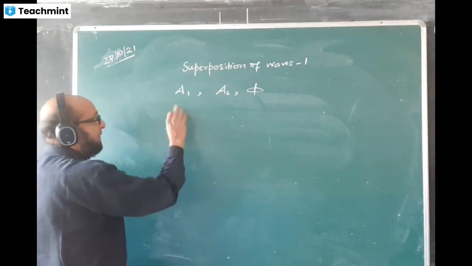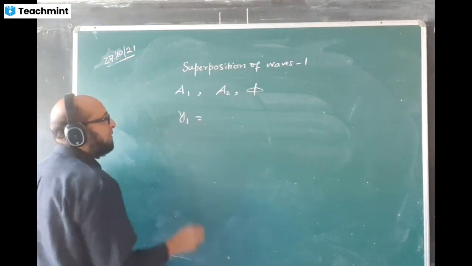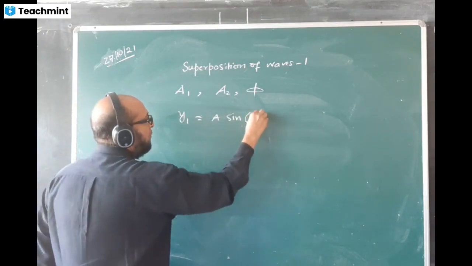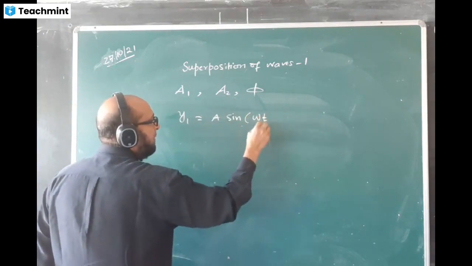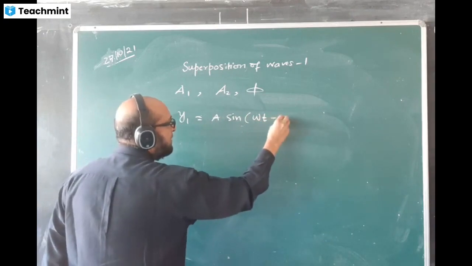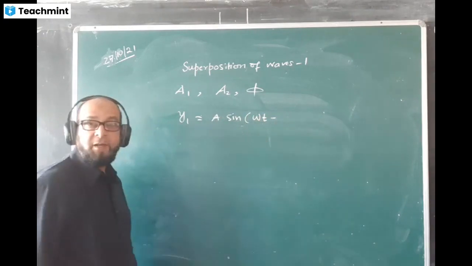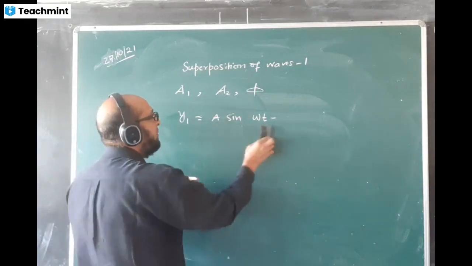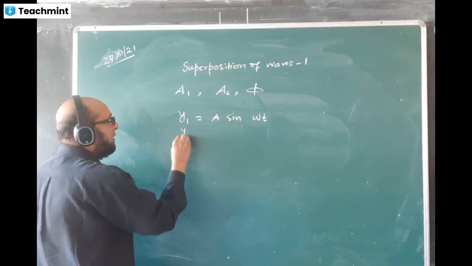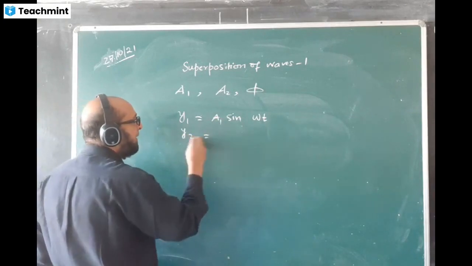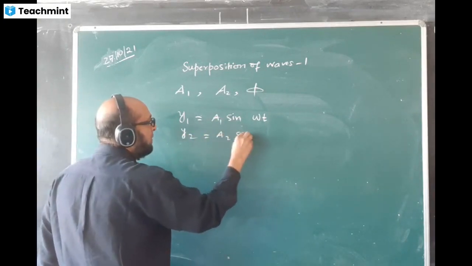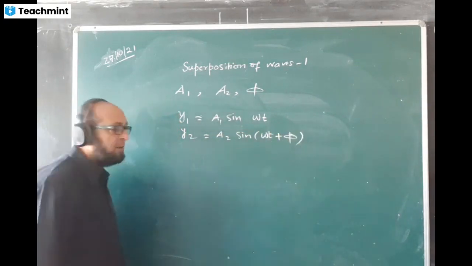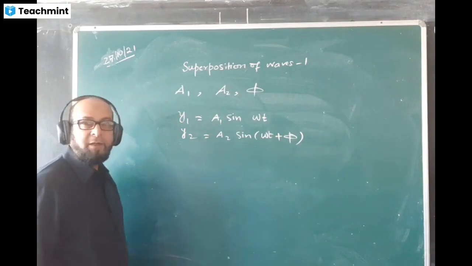Let us suppose we have the equation of wave y1. What is the formula of y1? We write here A1 sine omega t. The wave equation we write like minus 2 pi x by lambda, you can write that way or just write A1 sine omega t, that will do. And the y2 value I take like this: A2 sine omega t plus phi, the difference. Either plus phi or minus phi you can write.